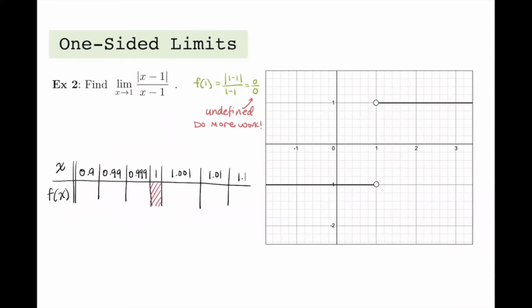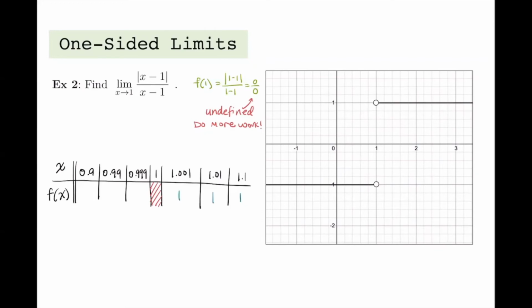So the numbers that you should choose from the left and the right of 1 should probably look something like this: 0.9, 0.99, and 0.999 to approach 1 from the left, and then 1.1, 1.01, and 1.001 to approach 1 from the right. Then when you plug each of these values into the function absolute value of x minus 1 divided by x minus 1, you'll get the following numbers. So when you plug a 1.1 in, you should get a 1. When you plug a 1.01 in, you should also get a 1. And when you plug a 1.001 in, you also get a 1.